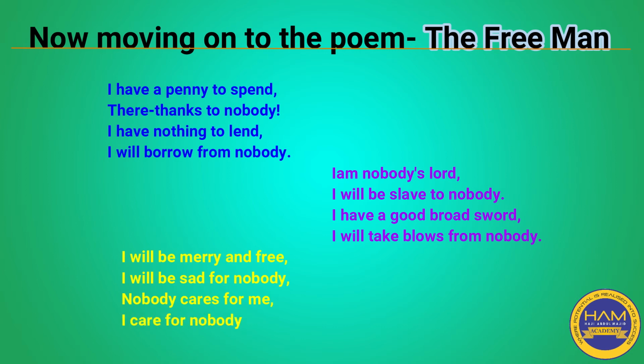So, now let us try to understand what this poem means. Let us go stanza by stanza. The first stanza is: I have a penny to spend, there's thanks to nobody. I have nothing to lend, I will borrow from nobody. In the first stanza, it has been shown that the man has a very little amount of money which is his own. उसको ना किसी से उधार लेना है ना किसी को उधार देना है. उसके पास जो पैसे हैं वो उसके खुद के हैं.